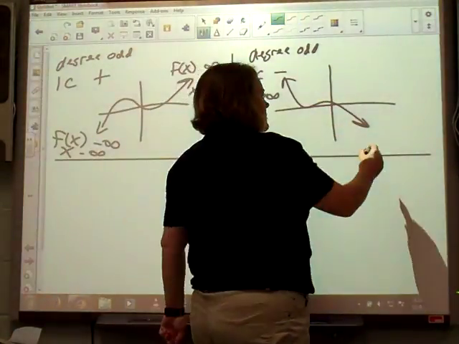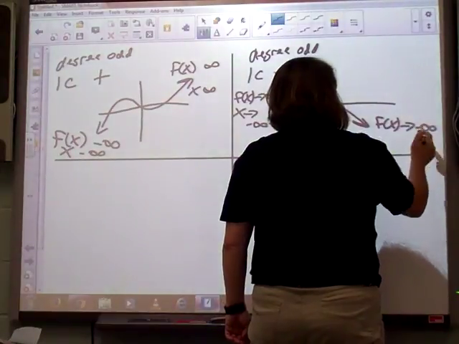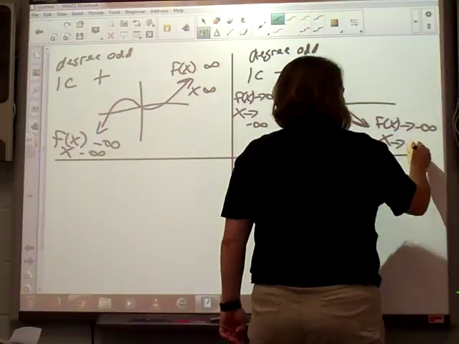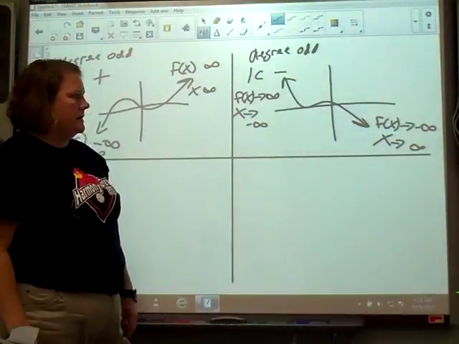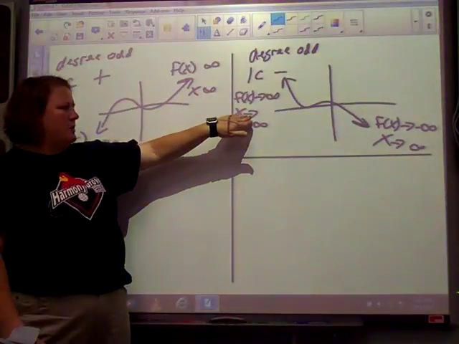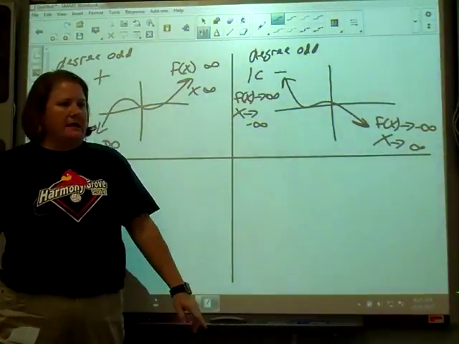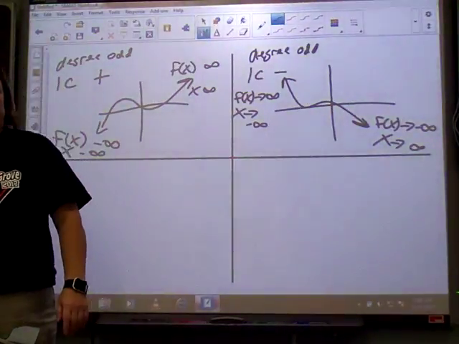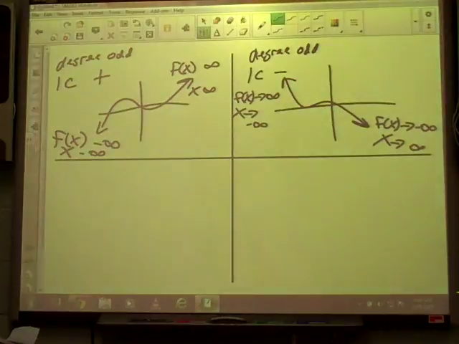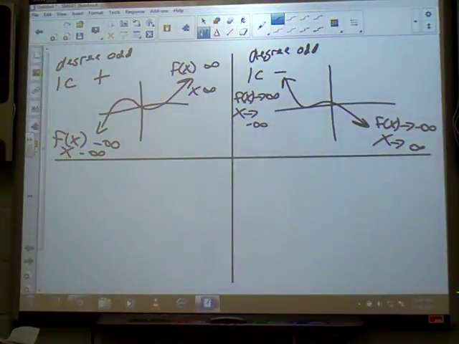Over here my y is going down, so f of x is approaching negative infinity. But my x's are going to the right, which is positive, so it approaches positive infinity. These are arrows, I should have written them over here, that read approaches. Sure you got all that?